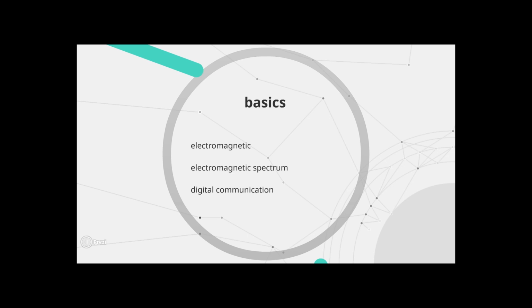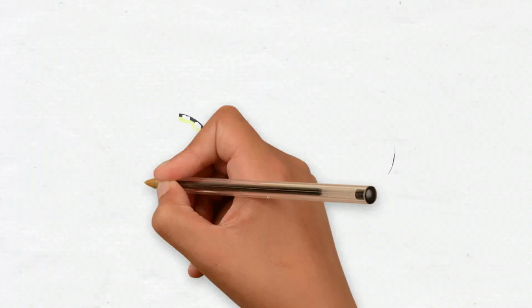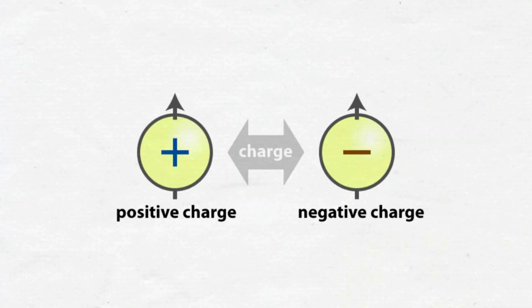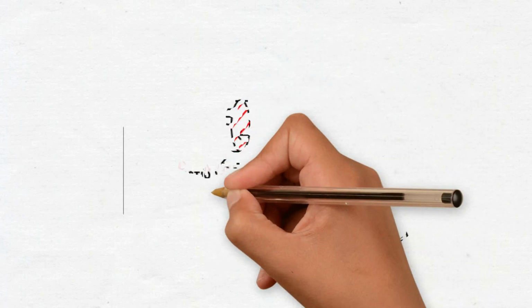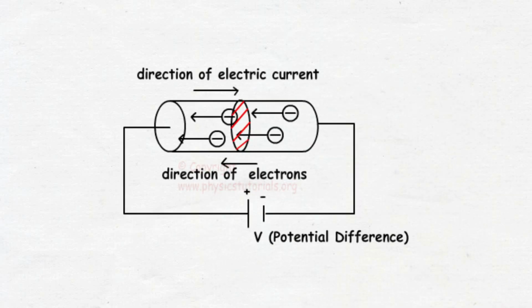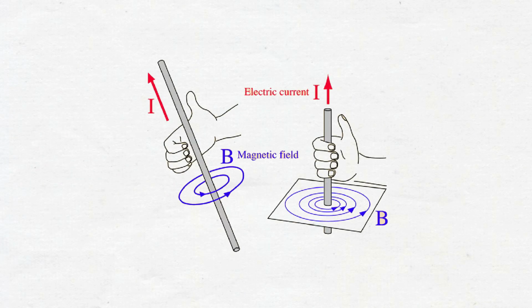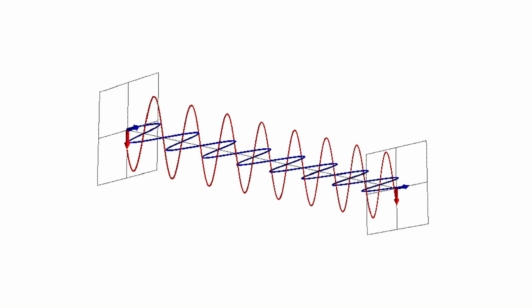Okay, let's see the basic things we need to know about how Bluetooth works. The first is electromagnetics, electromagnetic waves and digital communication. Let's talk about electromagnetics. A particle can have a charge. The flow of charge makes an electric field. The electric field creates a magnetic field around it. And again, the magnetic field energy can create an electric field around it.